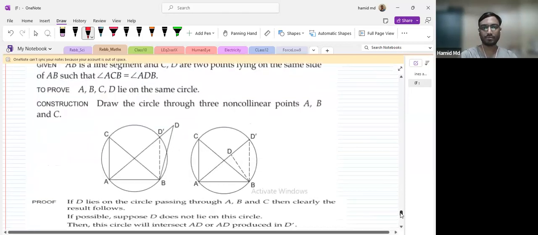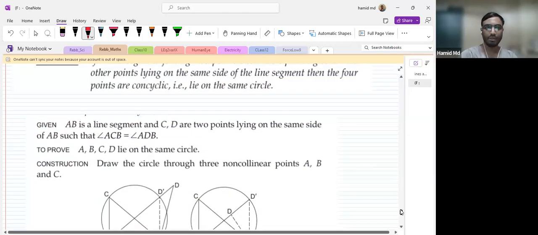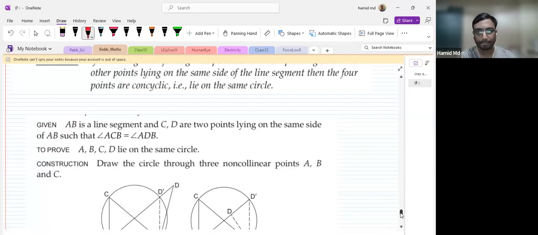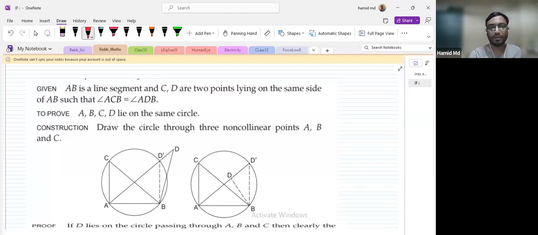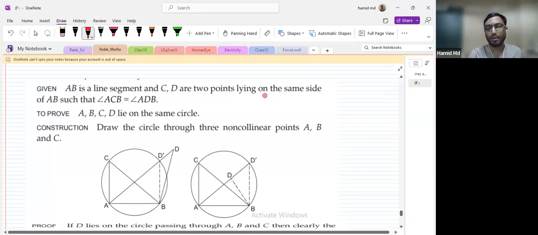So given is AB. AB is a line segment. C and D are two points lying on the same side of AB such that angle ACB is equal to angle ADB, right? To prove that A, B, C, D lie on the same circle.